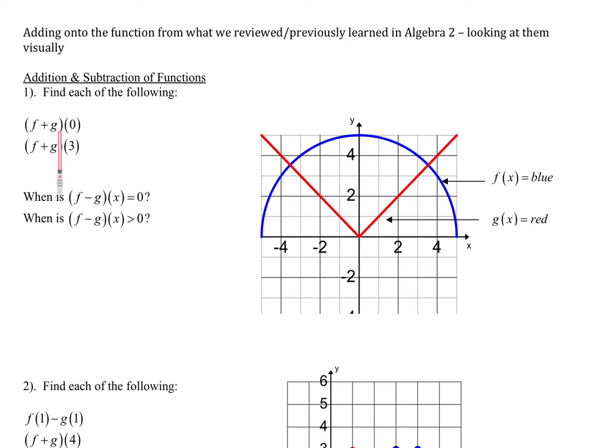So on the first one, I have f plus g of 0. So that is f of 0 plus g of 0. If I'm looking at f of 0, that would be 5. And then g of 0 is 0. So we get 5 plus 0, so that's 5.